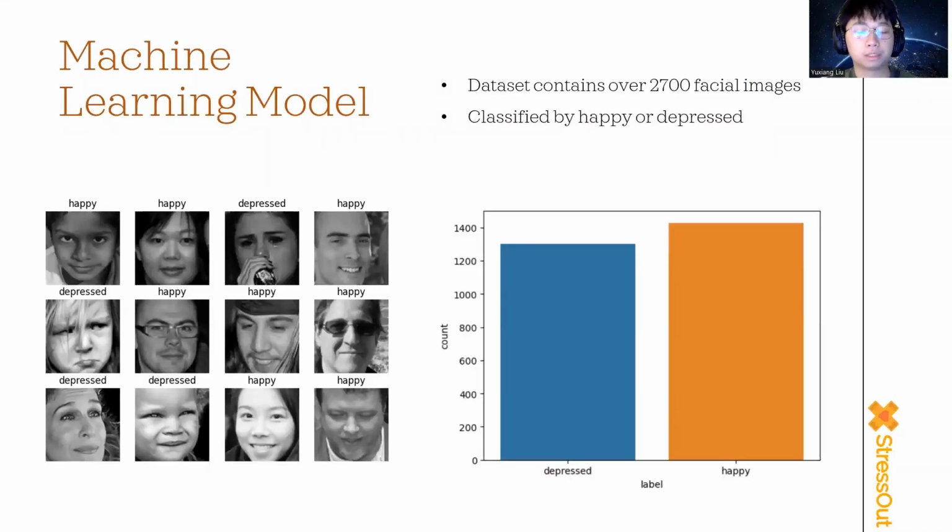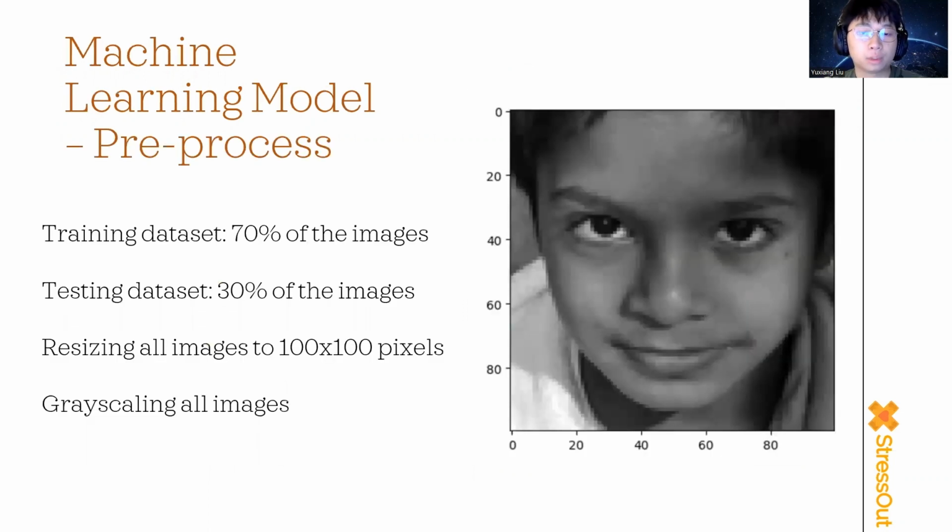Hi everyone, my name is Yuxiang. Let's talk about the machine learning model. So in the first place, we collected a dataset containing over 2,700 facial images classified as happy or depressed. We did some pre-processing of the images before training the model. We split 70% of the dataset as the training dataset and the rest as the testing dataset.